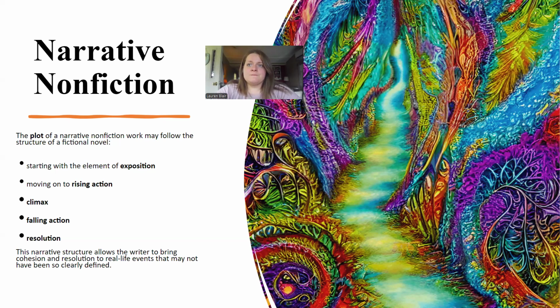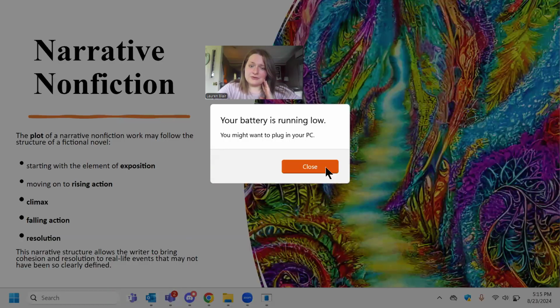Think of, if you can remember the first time you went to the dentist. You were terrified. You got nervous. That was the rising action. The tooth was pulled. You drove home, the falling action, and then you rested because your mouth hurt. There's your resolution.